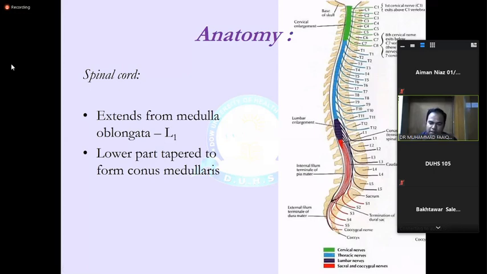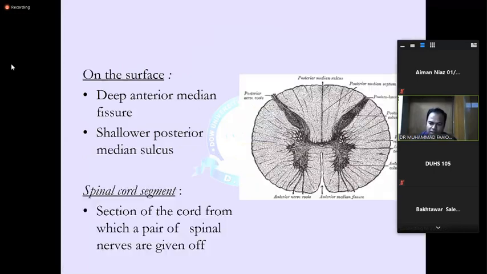The next important thing is that if we see the transverse section of the spinal cord, then there is an H-shaped gray matter, surrounded by white matter. In the H-shaped gray matter there are sensory fibers in the dorsal horn, while motor fibers are in the anterior horn.